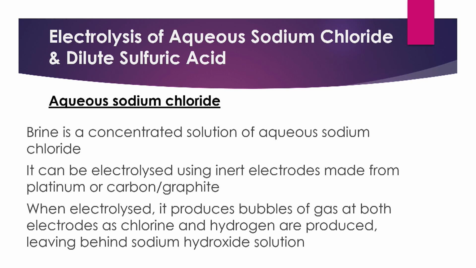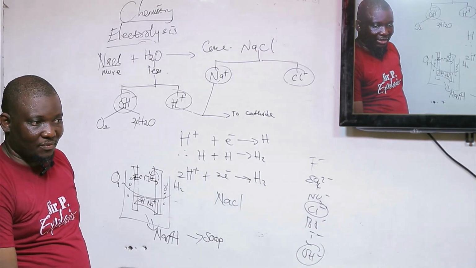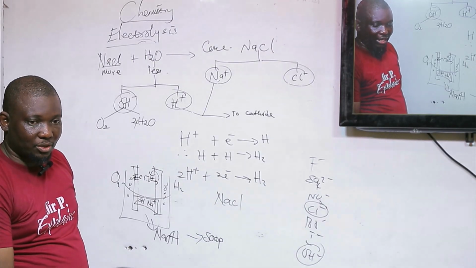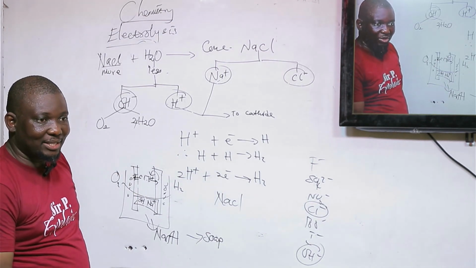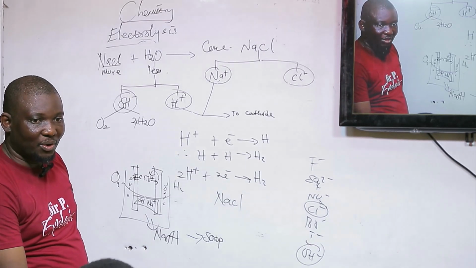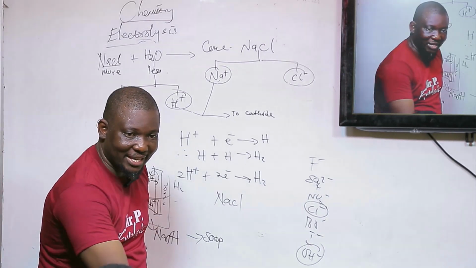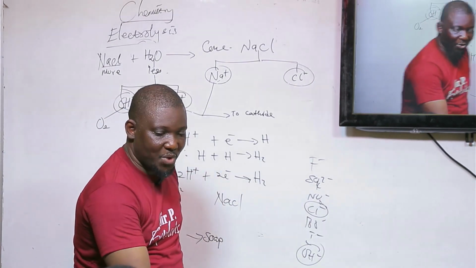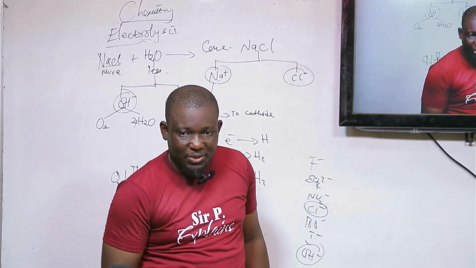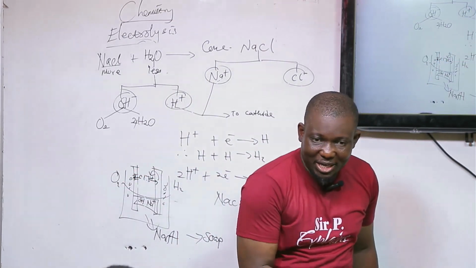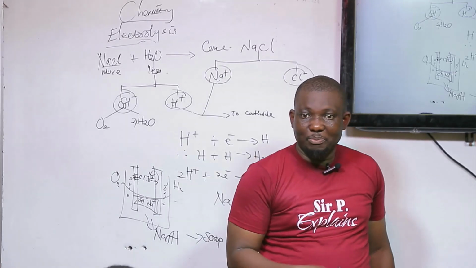The same thing goes with dilute sulfuric acid, tetraoxosulfate(VI). Electrolysis of dilute sulfuric acid will give you hydrogen at the cathode. You make hydrogen gas in that process. So you can produce hydrogen gas on a large scale using electrolysis of dilute H2SO4, where the product at the cathode is hydrogen and the product at the anode is oxygen.